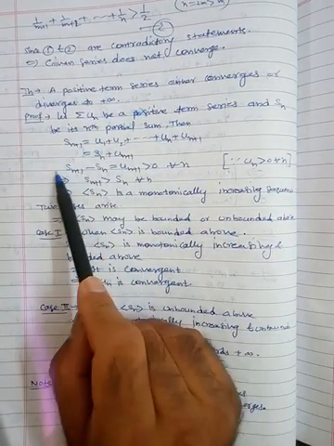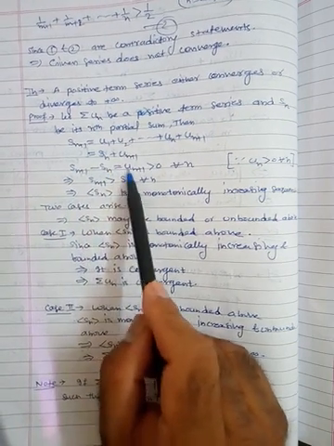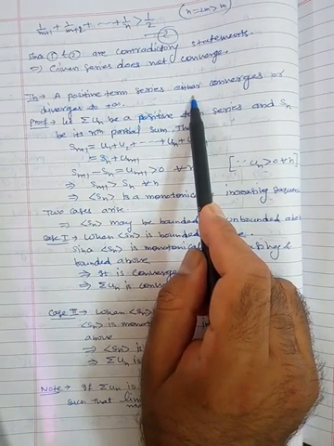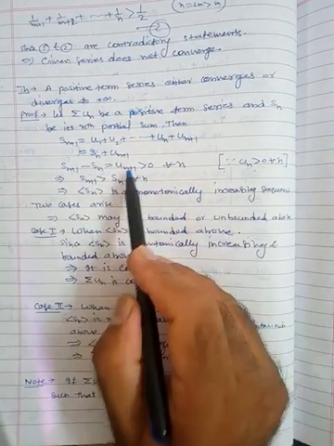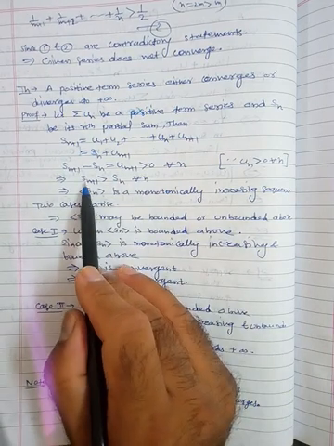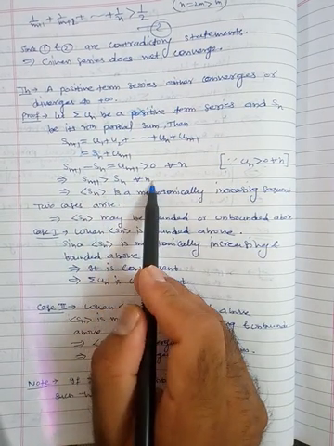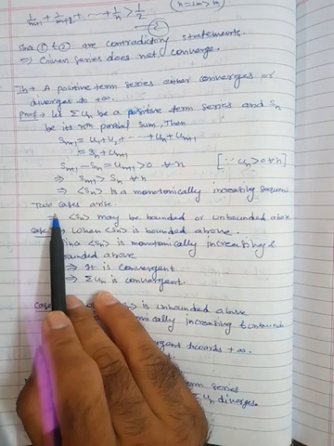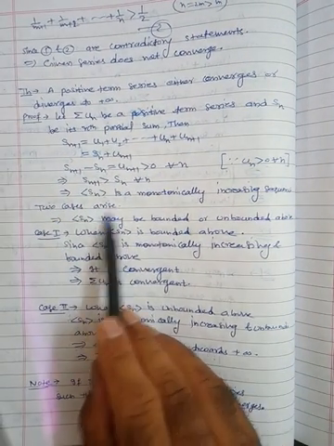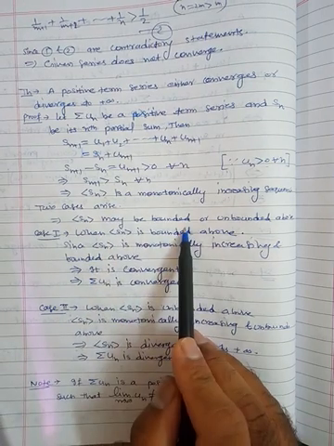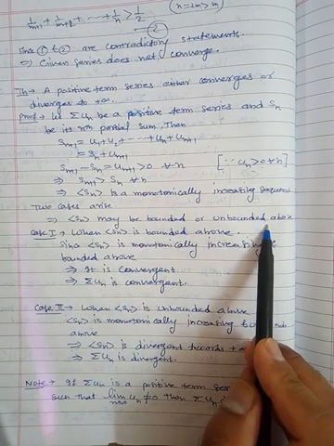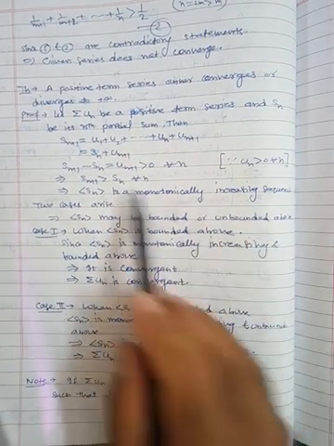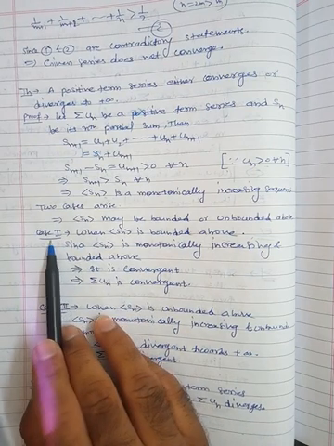Now take this Sn to the left hand side. So Sn plus 1 minus Sn is un plus 1. But the series is a positive term series, each term is positive, so un is positive. That's why this quantity is positive. So we can say that Sn plus 1 is greater than Sn for all n. That means this sequence is a monotonically increasing sequence. So now there are two cases: either this sequence is bounded above or unbounded above.